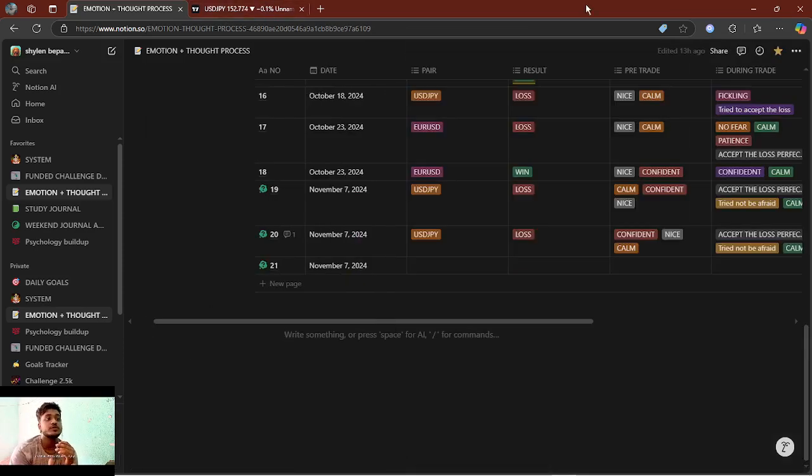I have also explained a little bit of volume profile, what I've changed.